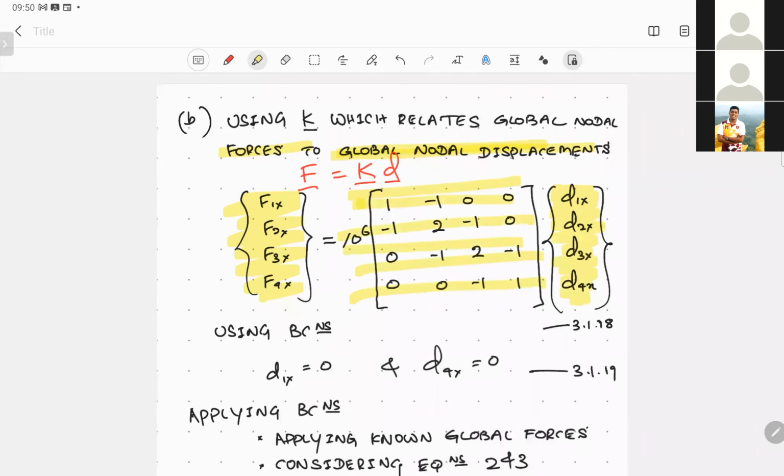The next step, simply, is to apply the boundary conditions. What are the boundary conditions we have?